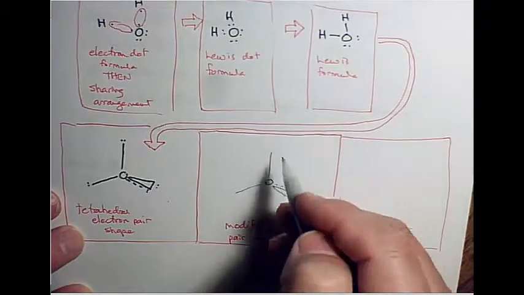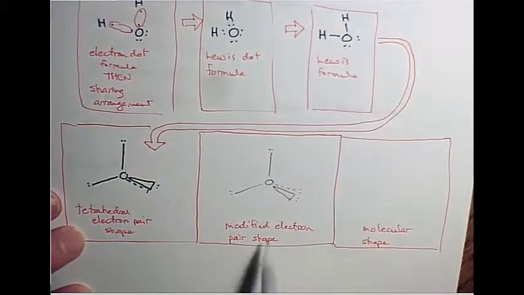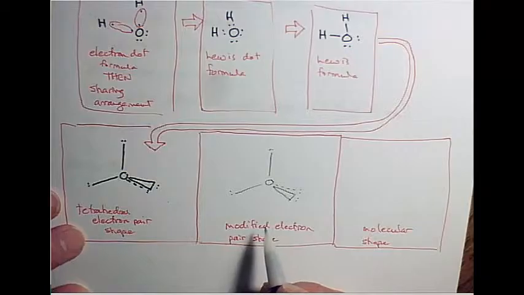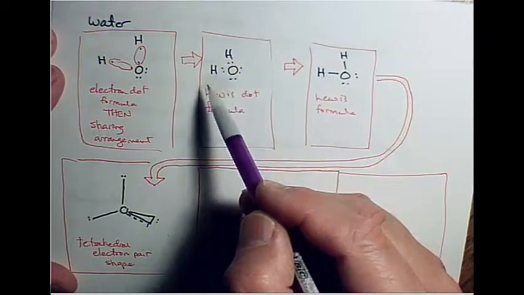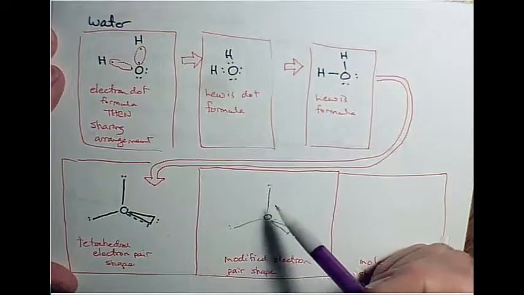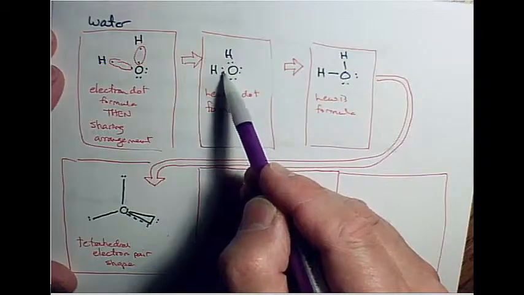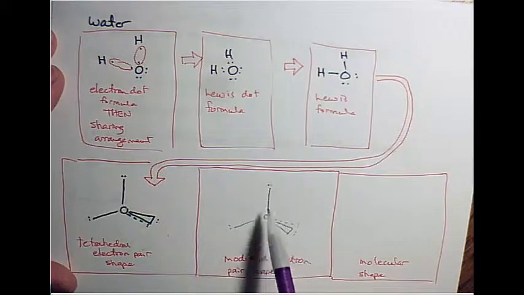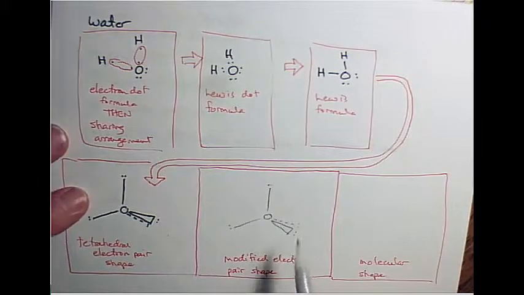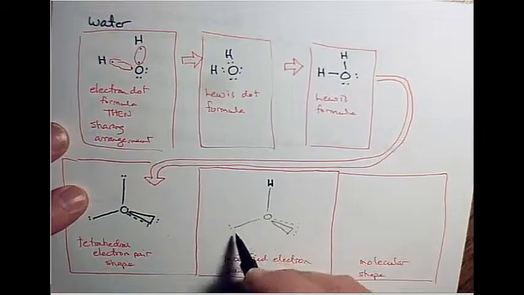Okay, and put my electron dots out here. What I want to do for the modified electron pair shape is only put atoms on whatever number of pairs of electrons that are shared. So there's 2 pairs here that are shared with hydrogens. Okay, so I need to replace 2 of these sets of electrons with hydrogens. Okay, so I'll put a hydrogen here and a hydrogen here.